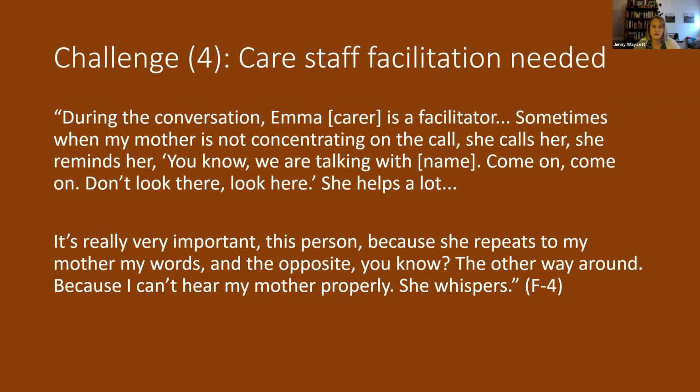Sometimes when my mother is not concentrating on the call, she reminds her, you know, we are talking with your daughter. Come on, don't look there, look here. She helps a lot. So she helps to kind of steer the conversation in that direction. It's really very important, this person, because she repeats to my mother my words and the opposite. So I can't hear my mother properly.